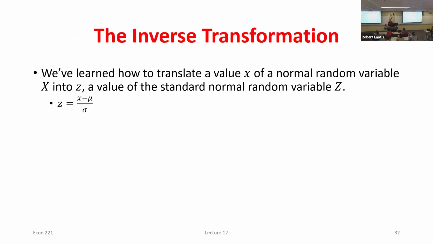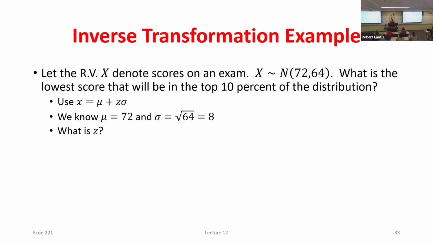I mentioned this last class, but you can also work in reverse. So let's say, I'll just use an example because we already did this last class. I rearranged it for us. But the inverse transformation says, if instead of starting with the value, I want to find the probability, I can know the probability I want and then find the value that would give me that. So let's say I've got a test where the mean is 72, variance is 64, and I want to know what score would put me in the top 10%.